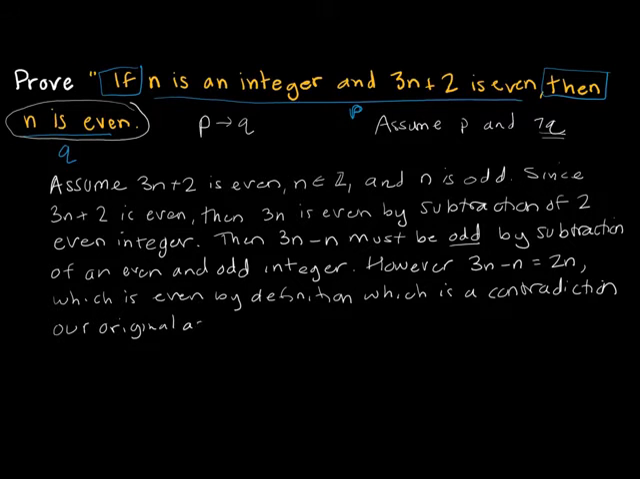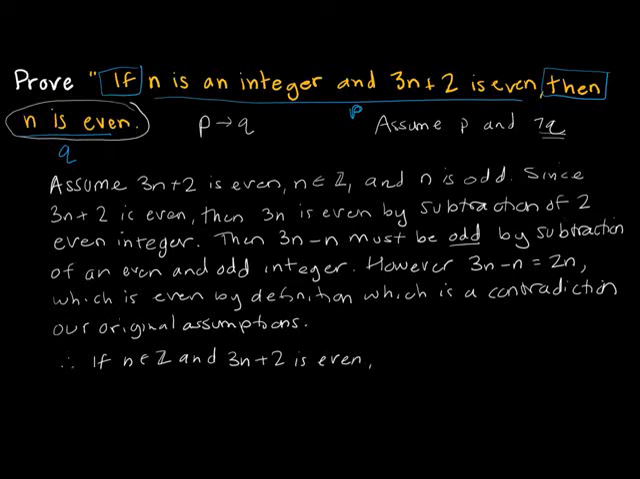Original assumptions. And then, of course, therefore, if n is an integer and 3n plus 2 is even, then n is even.